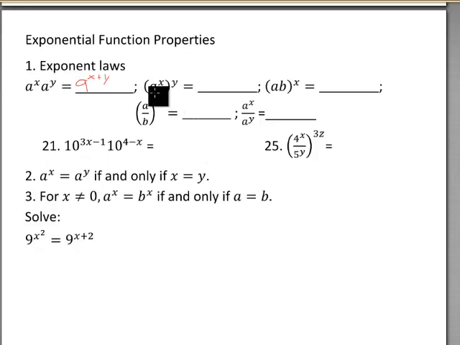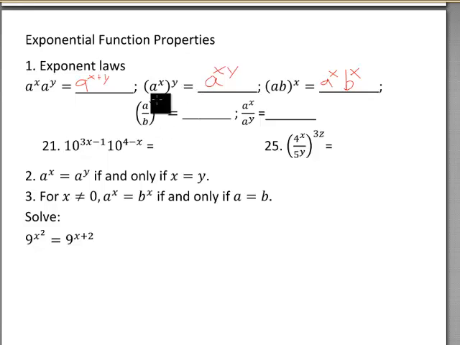In this case, we have a base to a power, and that whole thing raised to another power. In this case, we multiply the exponents, so it becomes x times y. So let me try that one more time. A to the x times y, a little better. In this case, we have two bases inside here, so we distribute that exponent in. So this becomes a to the x times b to the x.